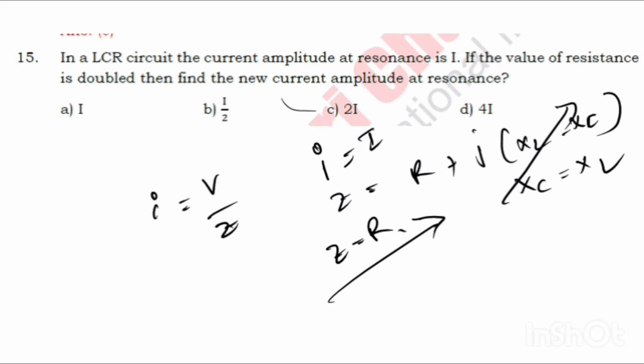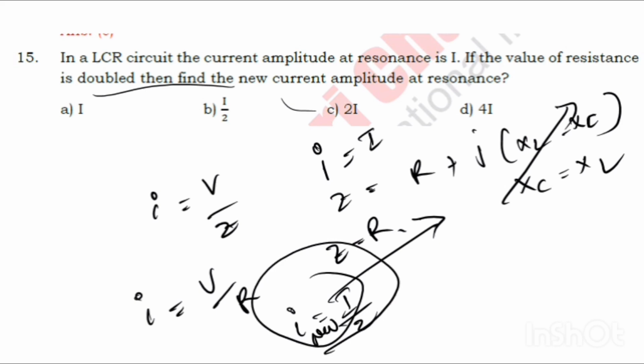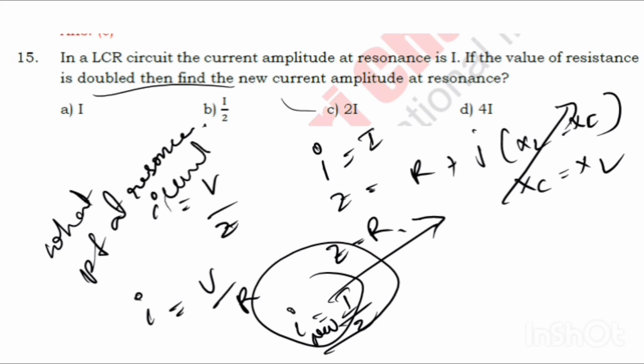So I is equal to V by R. In this case, resistance is doubled, so the new current is I by 2. Now tell me, what is the power factor at resonance? That is unity. That is pure resistance nature, right?